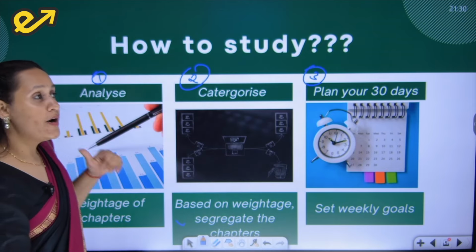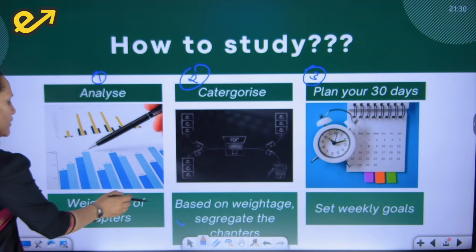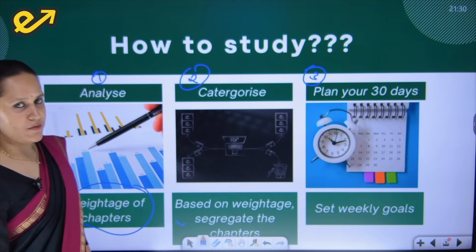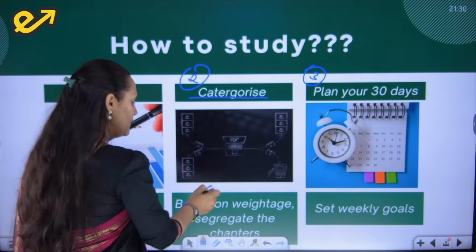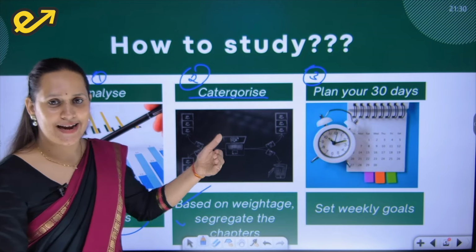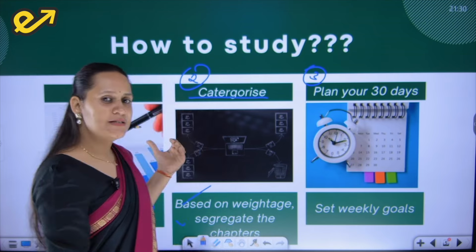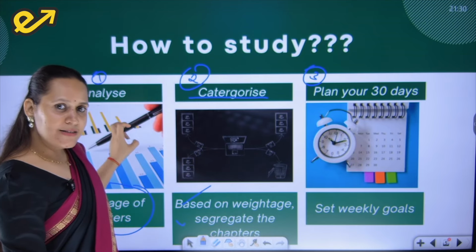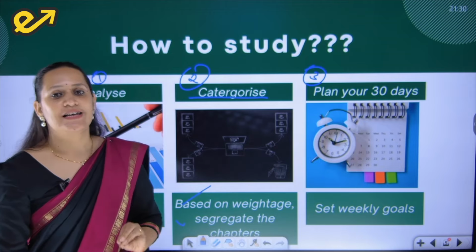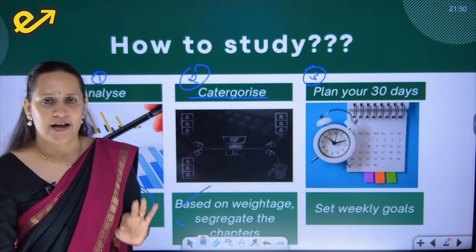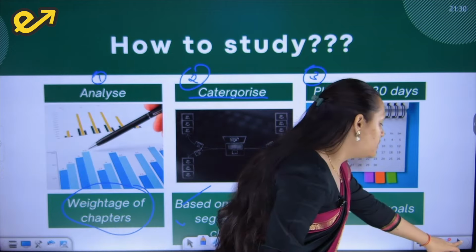What are we going to analyze? We are going to analyze the weightage of chapters. How? We are going to look at it. We are going to categorize the chapters on the basis of the weightage and segregate the chapters, and then on the basis of our analysis and categorization, we are going to set weekly goals and targets for the 30-day duration. Now let's look at the first step.